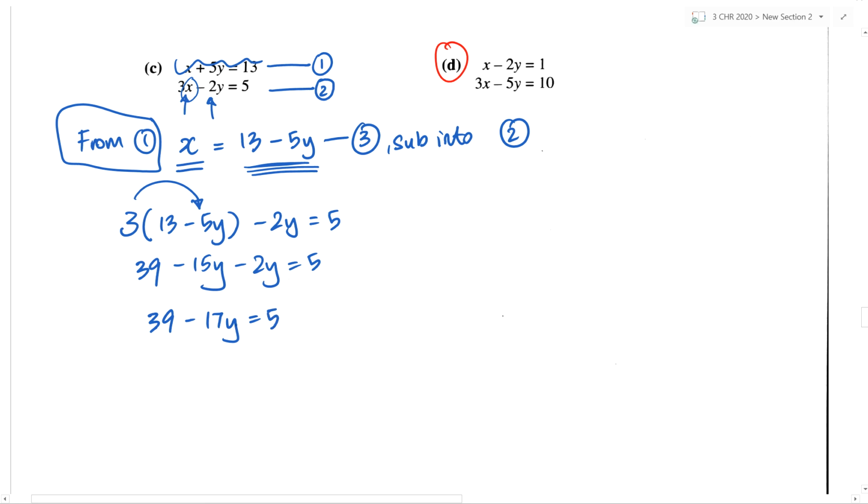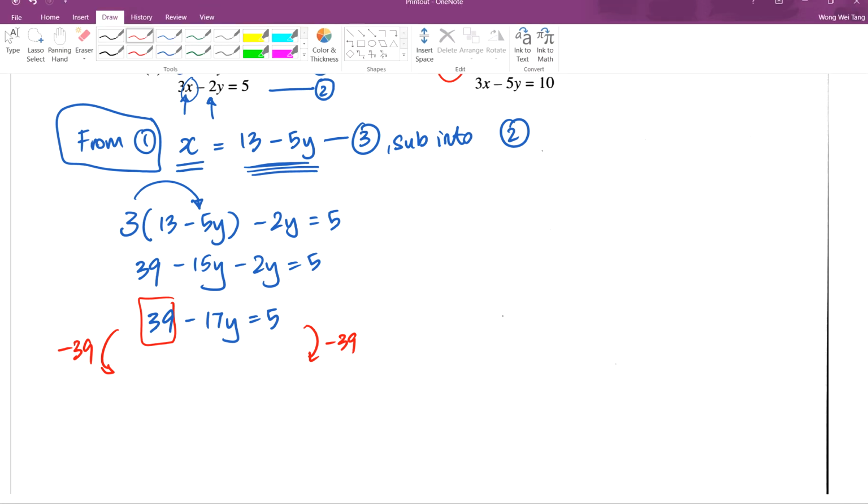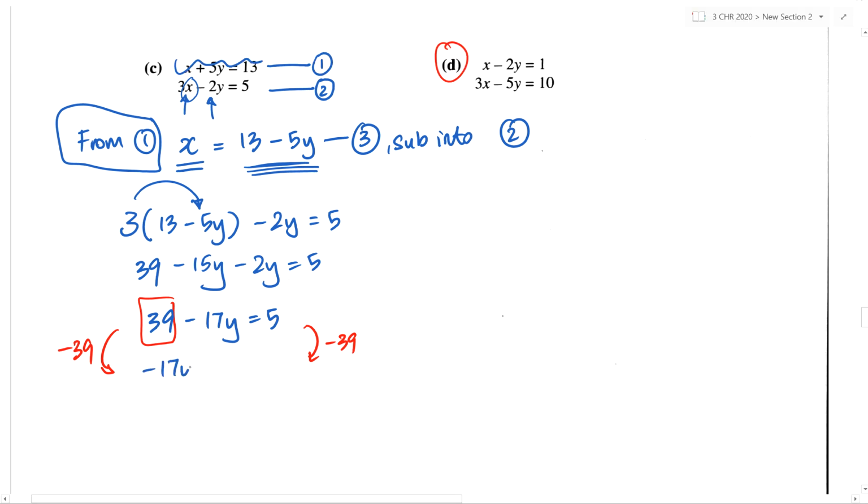I want to solve for y. That means I don't want anything else. I only want the y. I'm going to start by removing the 39. This 39, remove it. That leaves me with negative 17y equals to 5 minus 39. According to our calculator, we get negative 34. Okay, next. I only want the y. So I don't want the negative 17.